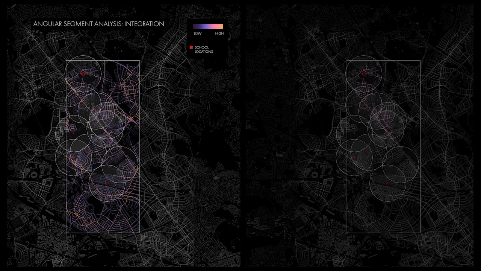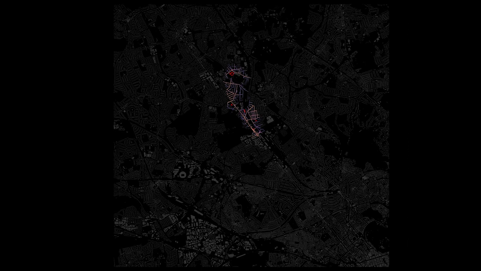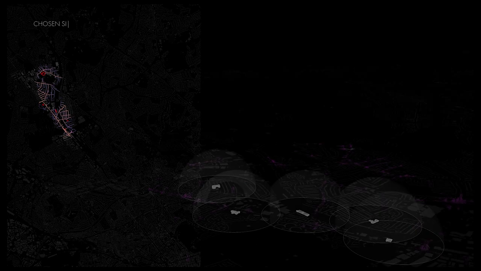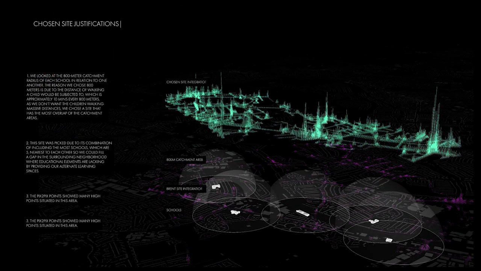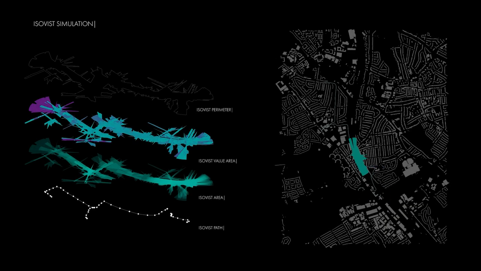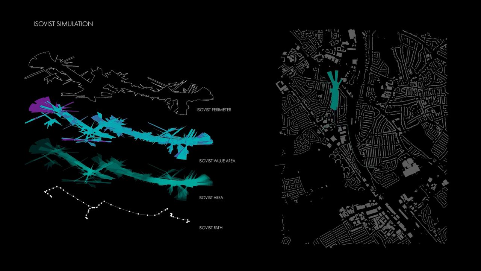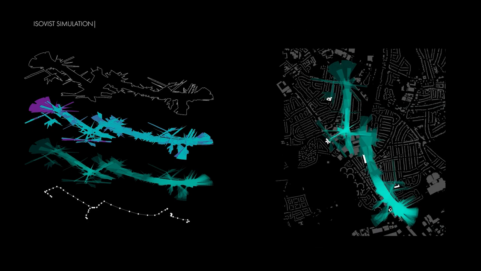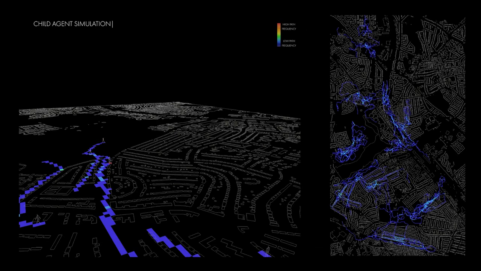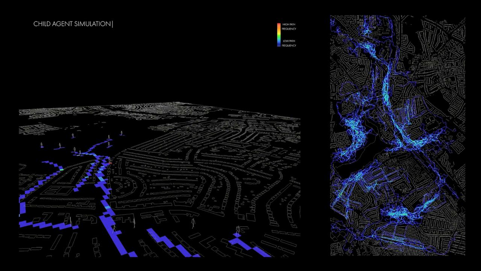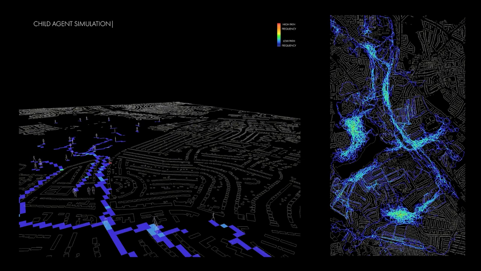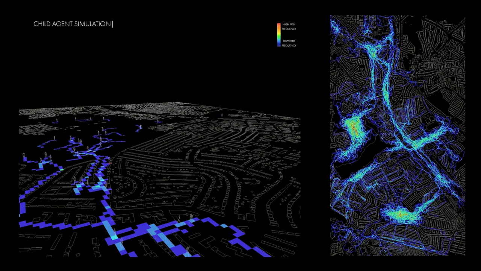Based on a couple of requirements and criteria curated by us, we focused on sites 1 and 2, ultimately combining them to select the most suitable location for our project. ISOVIST analysis shows high visibility and connectivity along highways and railways, with clear sightlines between the 5 schools. We ran an agent simulation to model children's movements, observing 80 kids navigating for 10 minutes with a direction change parameter to mimic their curiosity.